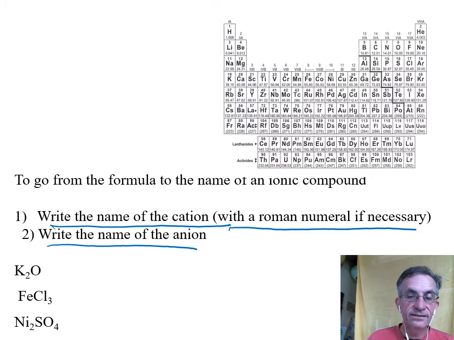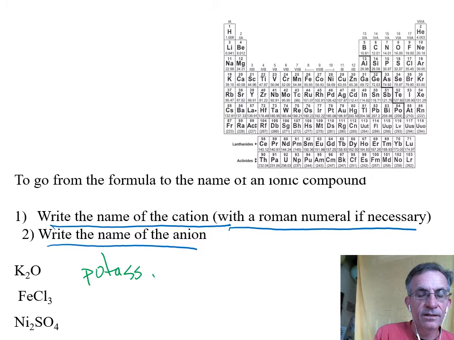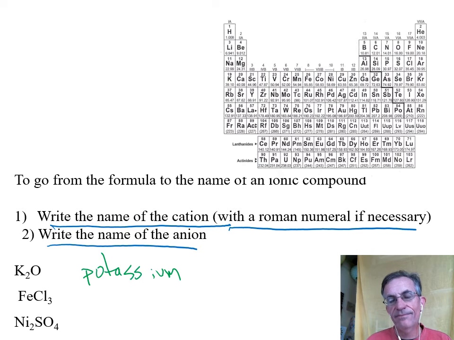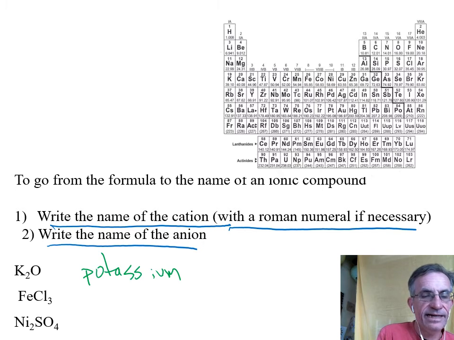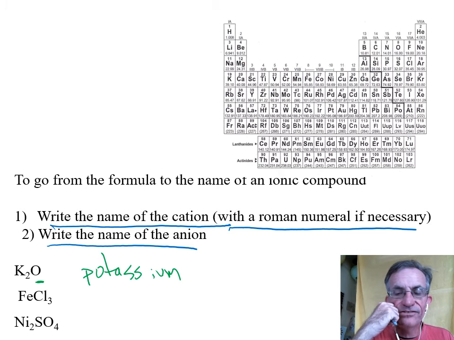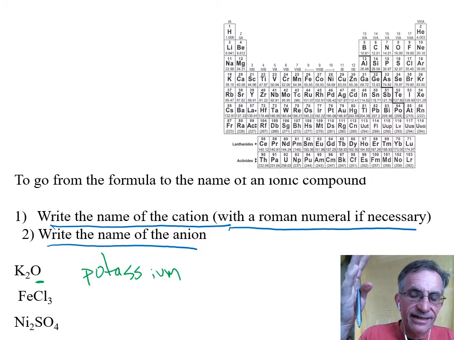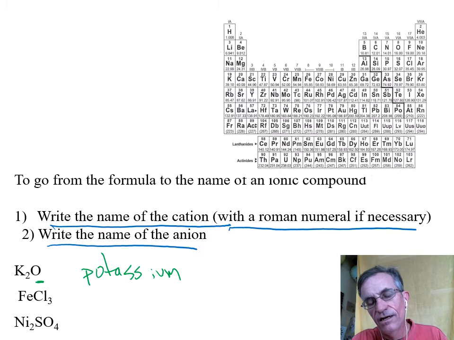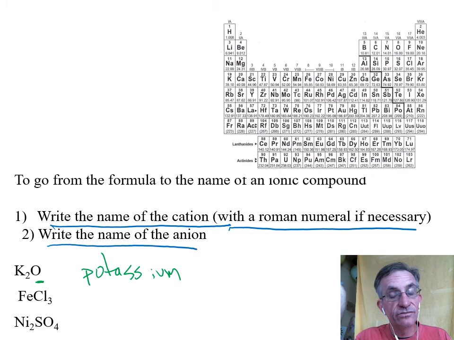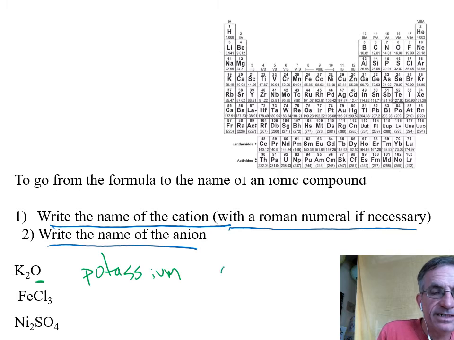K. What does K stand for? K stands for potassium. You write the name of the first thing, potassium. All right. Now you write the name of the anion. That's the second thing. Now, don't write oxygen, okay? I know it says O, but when oxygen's part of an ionic compound, it's got a negative charge, so don't say oxygen anymore. What should you be saying? Oxide. This would be potassium oxide.